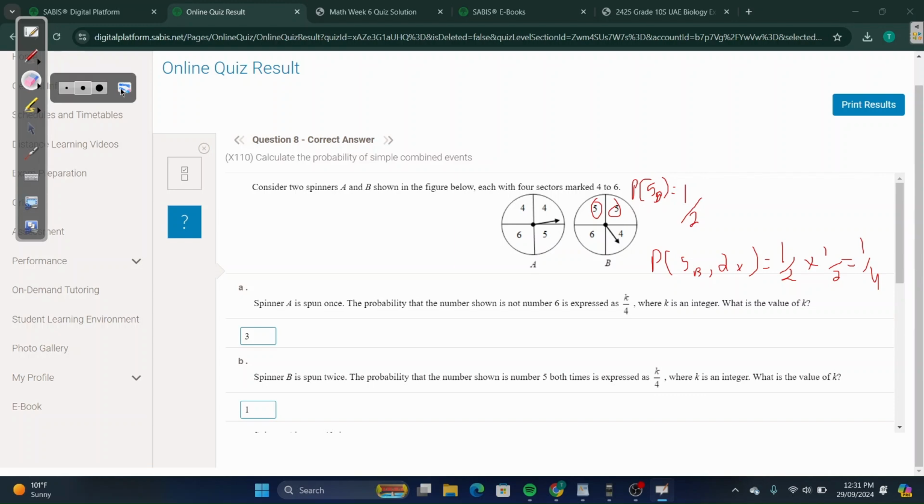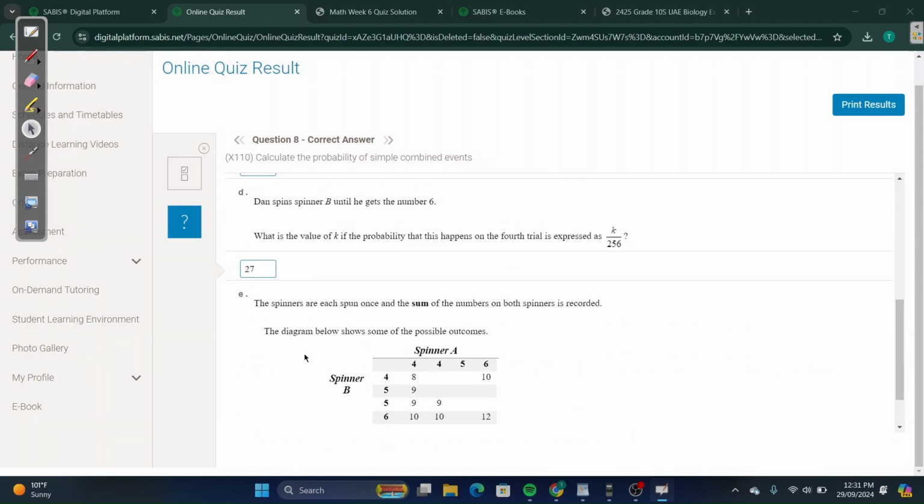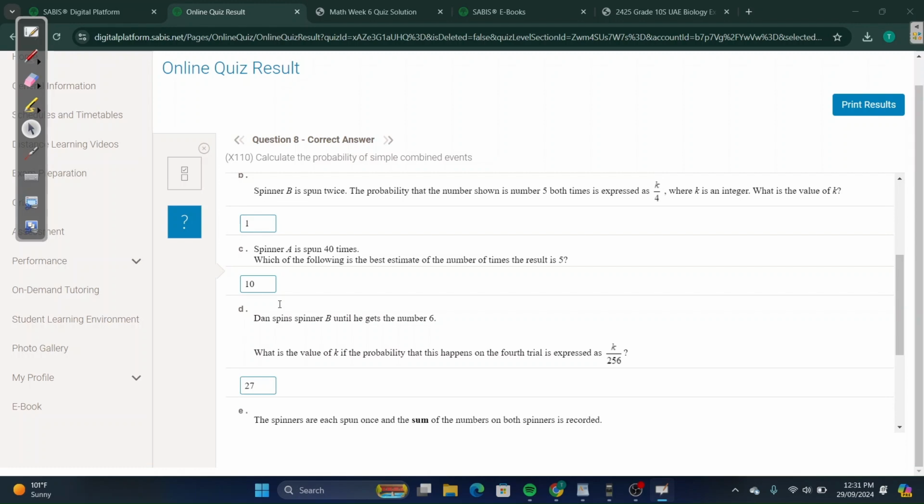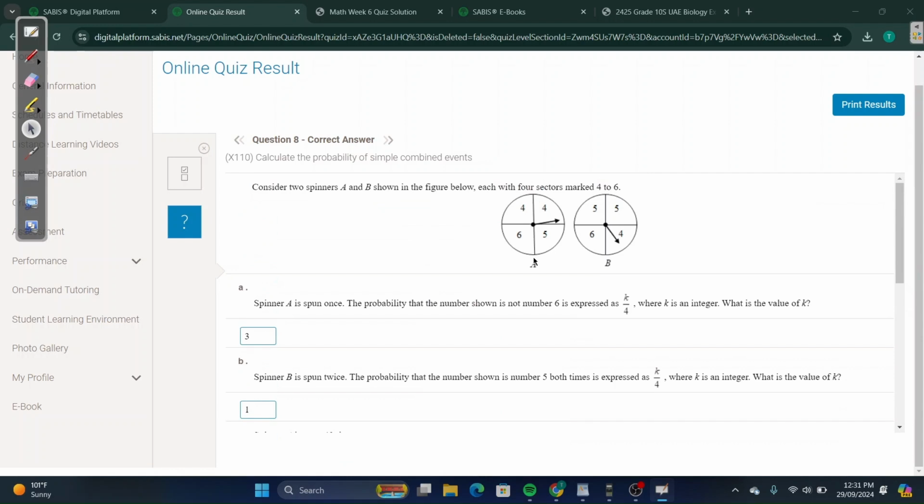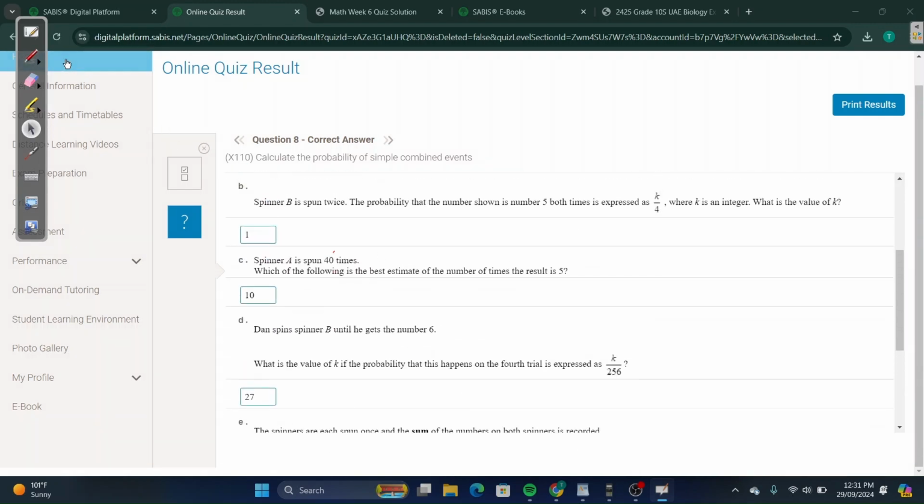Okay, part C. Spinner A is spun 40 times. What's the estimate of how many times the number is 5? The probability of 5 on spinner A is 1/4. Sorry, not 1/5. So they want 40 times 1/4, which is 40/4, which is 10.